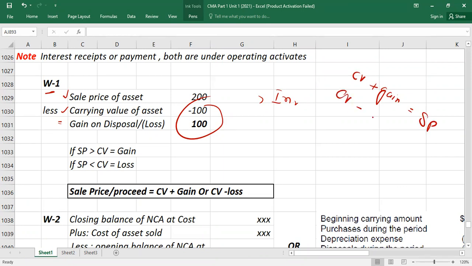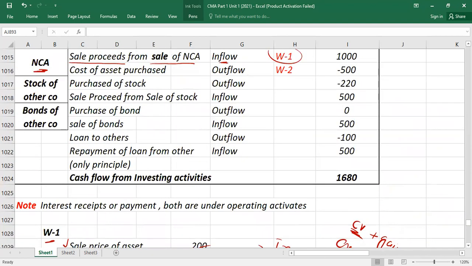Or carrying value less loss on disposal is equal to sale price. So this is how you will get the sale price. Even the question will tell you these two pieces of information: carrying value plus gain, or carrying value minus loss. Plus or minus, you have to do. He will tell you the carrying value and the gain or loss value. Clear? So this you need for investing activities. I hope that is done.